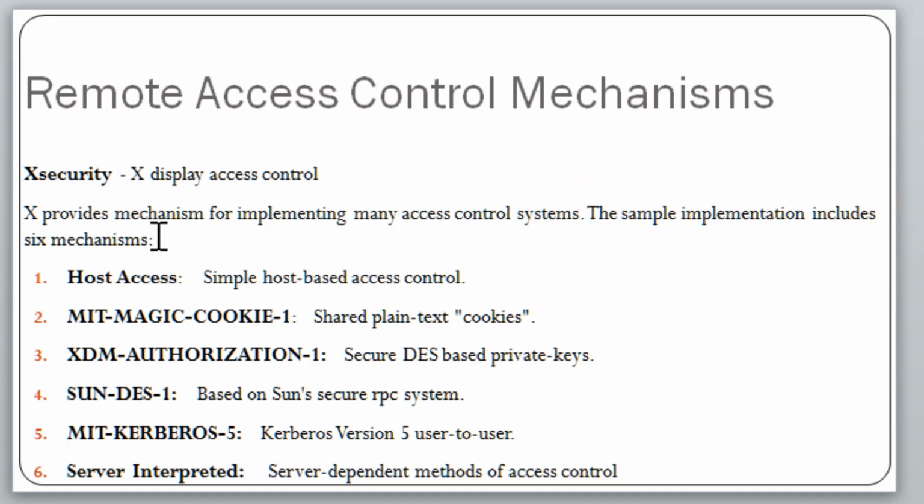We have host access, which is simple host-based access control. We have MIT Magic Cookie 1, which is shared plain text or cookies. We have XDM Authorization 1, which is secure DES-based private keys. We have Sun DES1, which is based on Sun's secure RPC system. We have MIT Kerberos 5, which is Kerberos version 5 user to user. We have server interpreted, which is server dependent methods of access control. Alright.